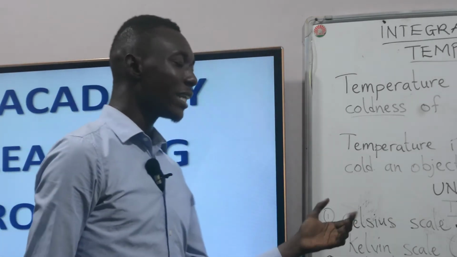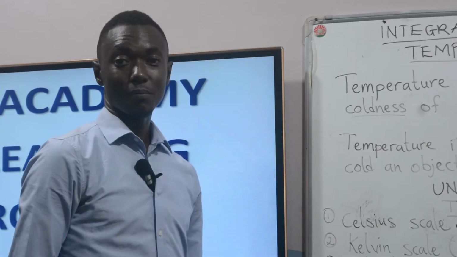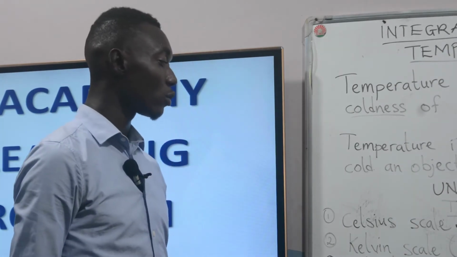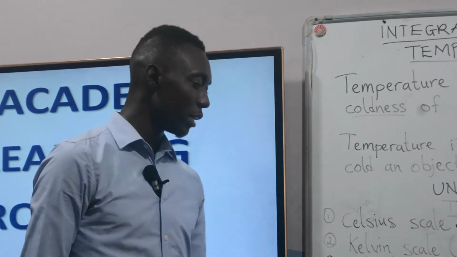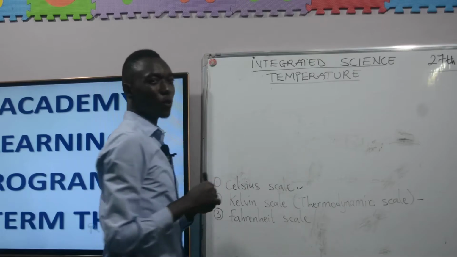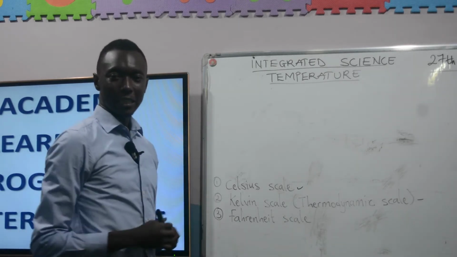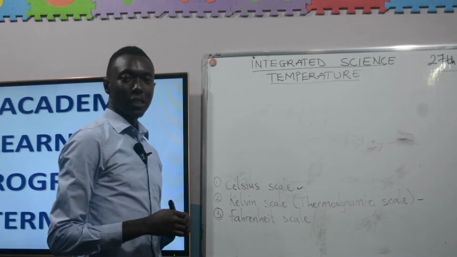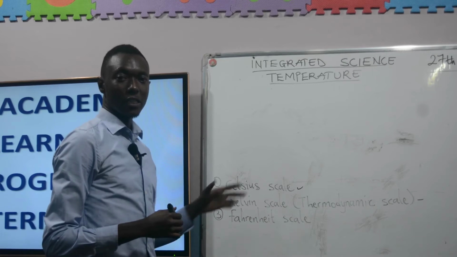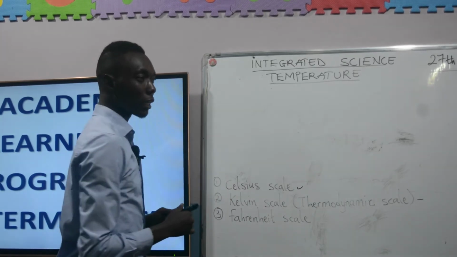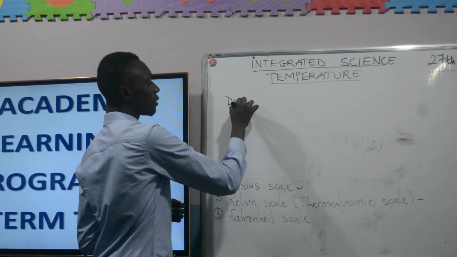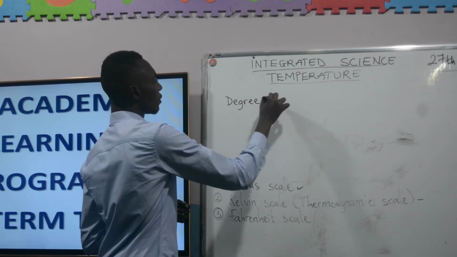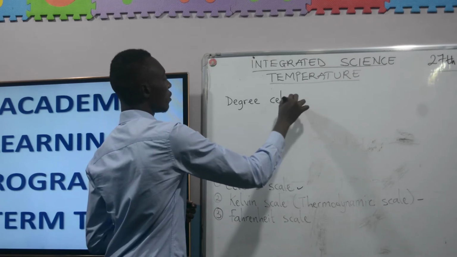Now, how do we write Celsius? That will be the next thing we are going to look at. How we write Kelvin, and lastly, Fahrenheit. Now, assuming I've recorded temperature in Celsius scale, it means my final answer is going to be in degree Celsius.